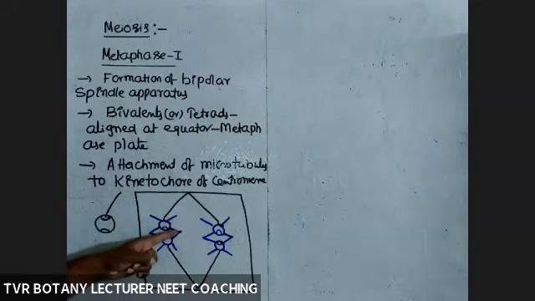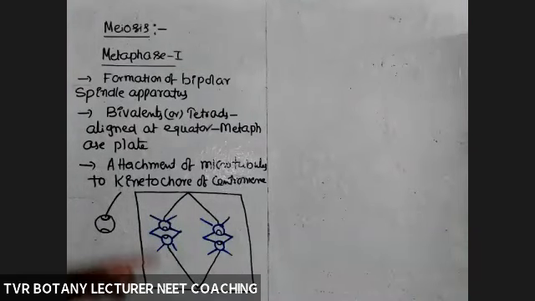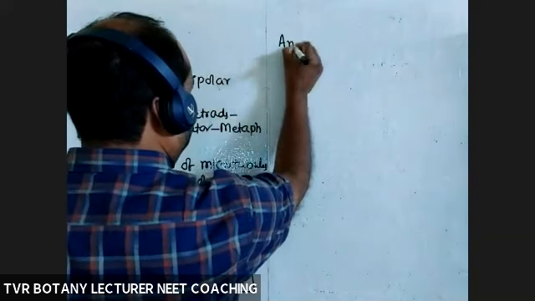Still chromosomes are in paired condition only, not depaired. Still they are in contact with each other at ends only. Still they are in paired condition, not completely depaired. Next one. Now depairing completely, anaphase.